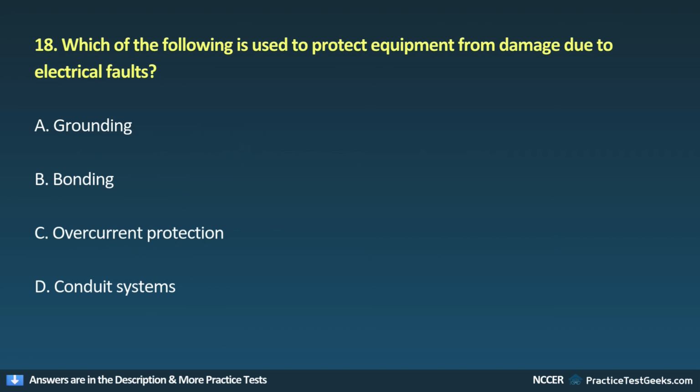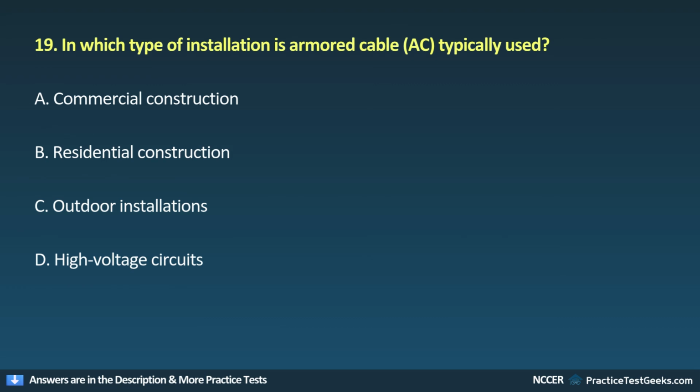18. Which of the following is used to protect equipment from damage due to electrical faults? A. Grounding. B. Overcurrent protection. C. Conduit systems.